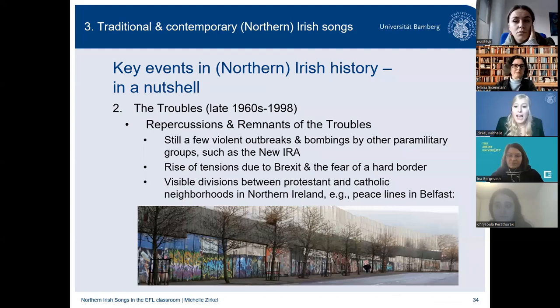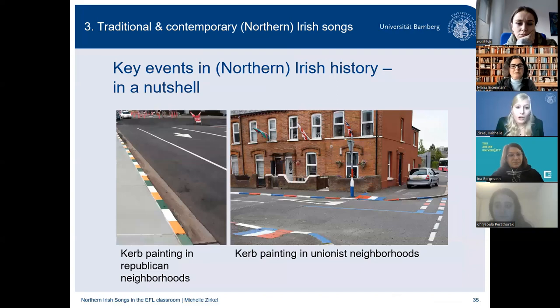And the repercussions of the Troubles are still tangible in Northern Irish society today. We've had a few violent outbreaks and bombings in recent years, and there are still visible divisions between Protestant and Catholic neighborhoods in Northern Ireland, such as, for example, the peace lines in Belfast, which you can see in the picture, or also the curb paintings, road markings, which are visible in some Protestant and Catholic neighborhoods in Northern Ireland.